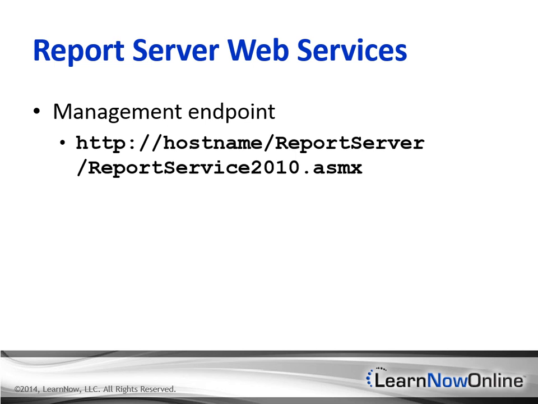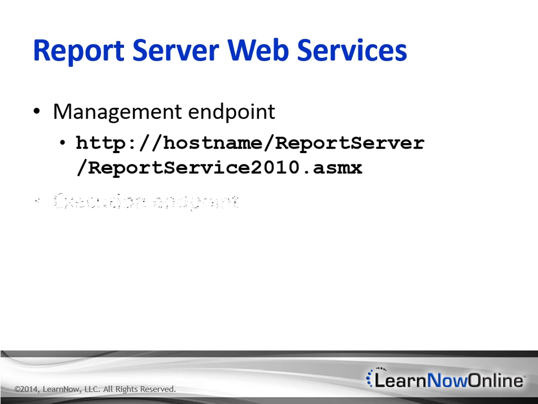And in order to access that, use this URL: HTTP, the hostname, whatever the host is, localhost, or some machine you can access over the internet or local network, then ReportServer, or the name that you define within Reporting Services Configuration Manager for that instance of reporting services, and then ReportService2010.asmx. So that's the actual name of the endpoint.